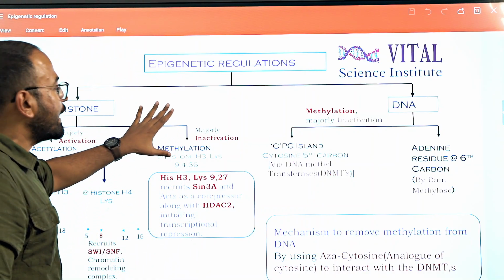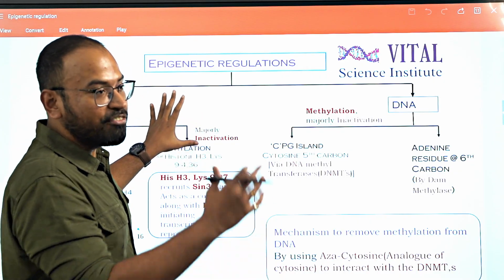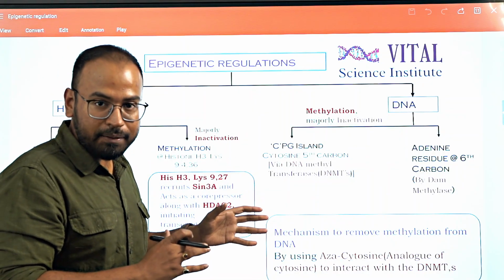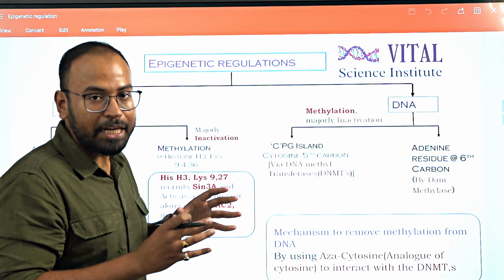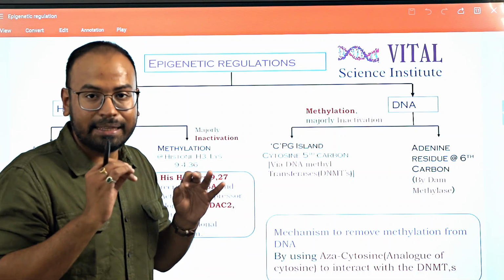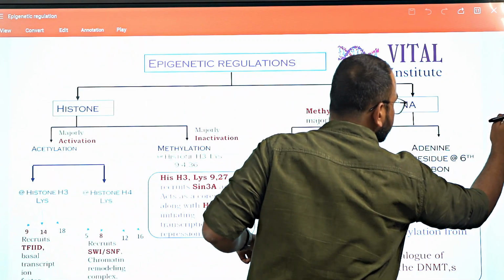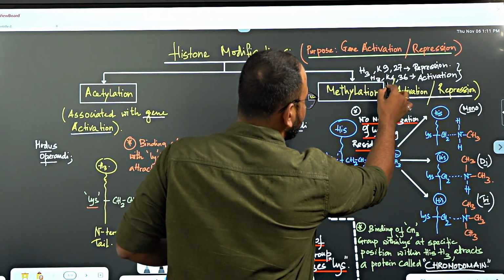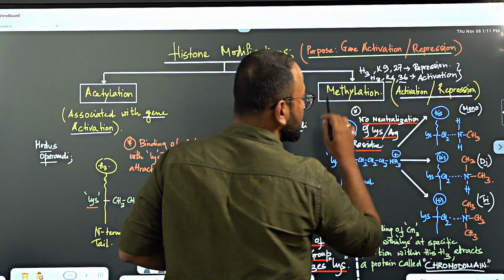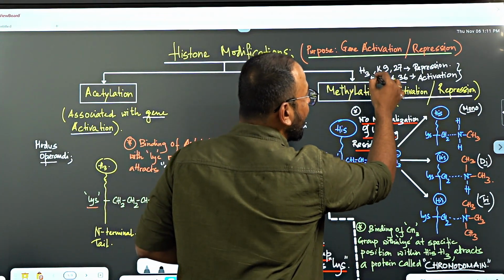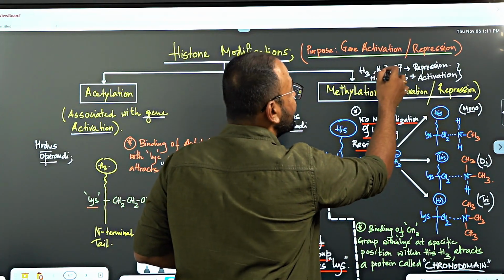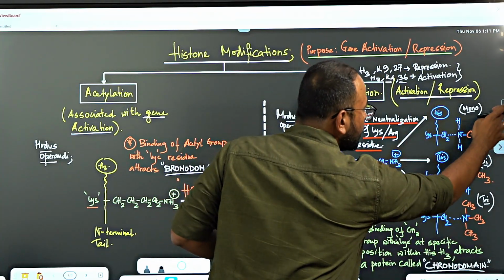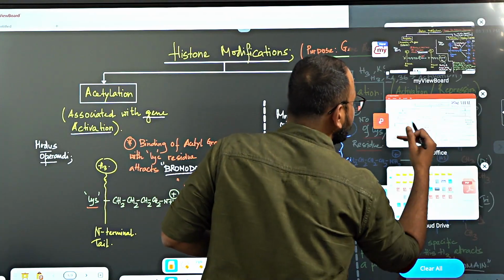When it comes to inactivation by means of methylation, as we have previously discovered, there are two distinct phenomena. Activation will take place by means of methylation at lysine 4 and 36, as we have seen over here. Lysine K4 and K36 will lead to activation, and histone H3 lysine 9 methylation and lysine 27 methylation will lead to our repression. How does this repression occur?